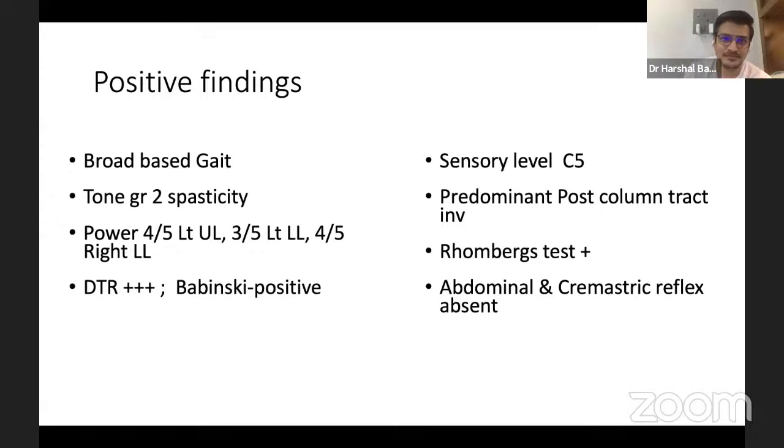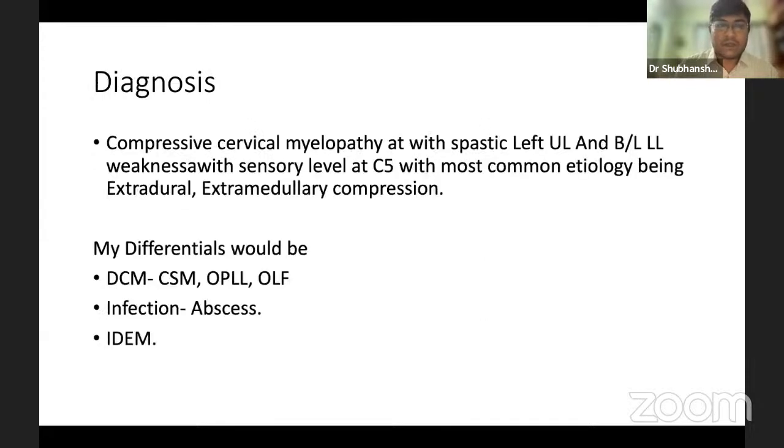Sir, modified Ashworth. Okay. So diagnosis. So my diagnosis is a progressive compressive cervical myelopathy with spastic left upper limb and bilateral lower limb weakness with sensory level at C5, with most common cause being extramedullary compression, with etiology being degenerative cervical myelopathy or infection or intradural extramedullary compression.